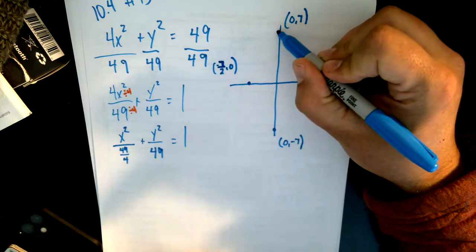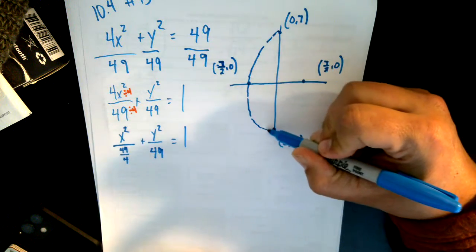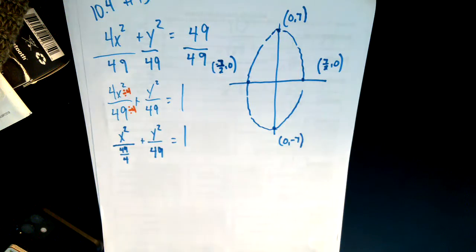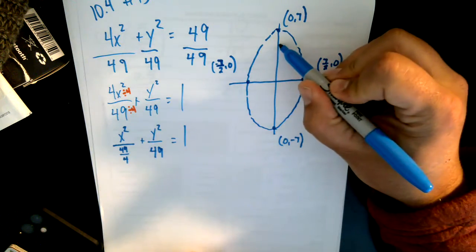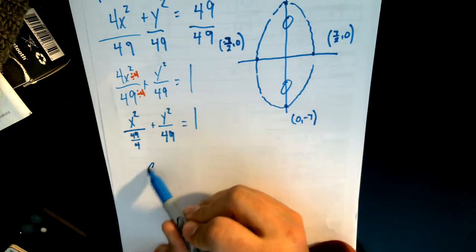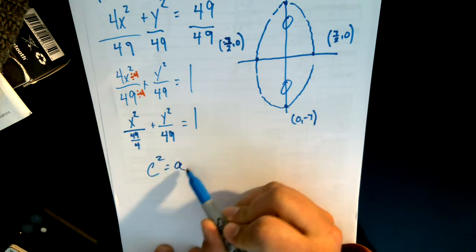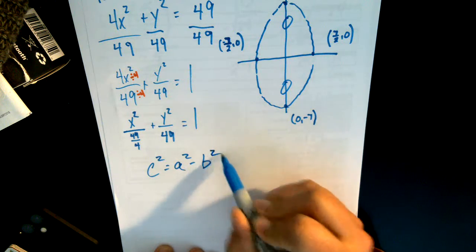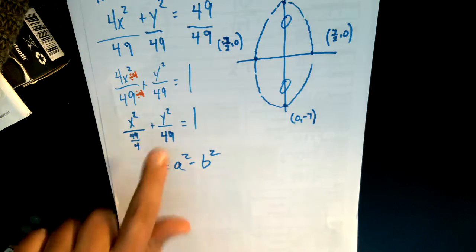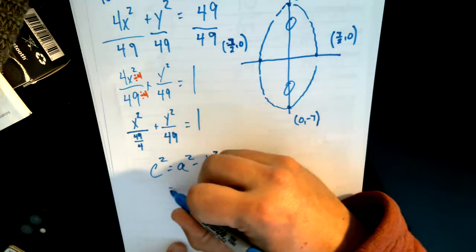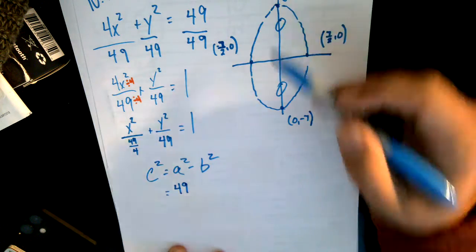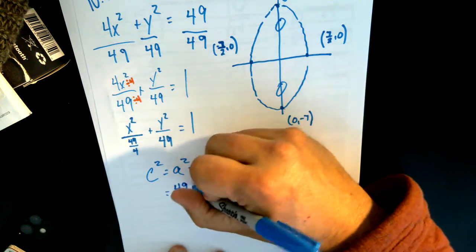So now we know that this is a vertically oriented ellipse, and we know the foci are going to lie here and here. To find the foci, you go c squared equals a squared minus b squared. This is why a needs to be bigger than b. This is our a squared, because our a is 7, and b squared is 49 over 4.